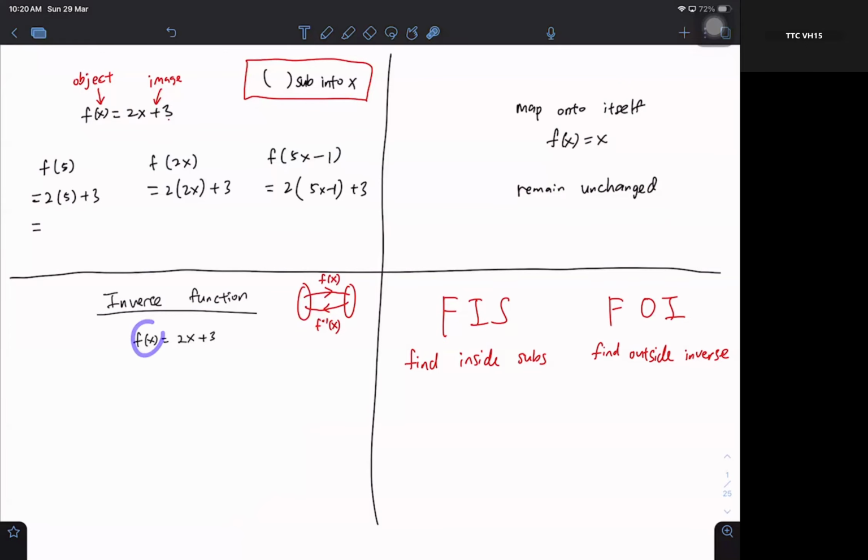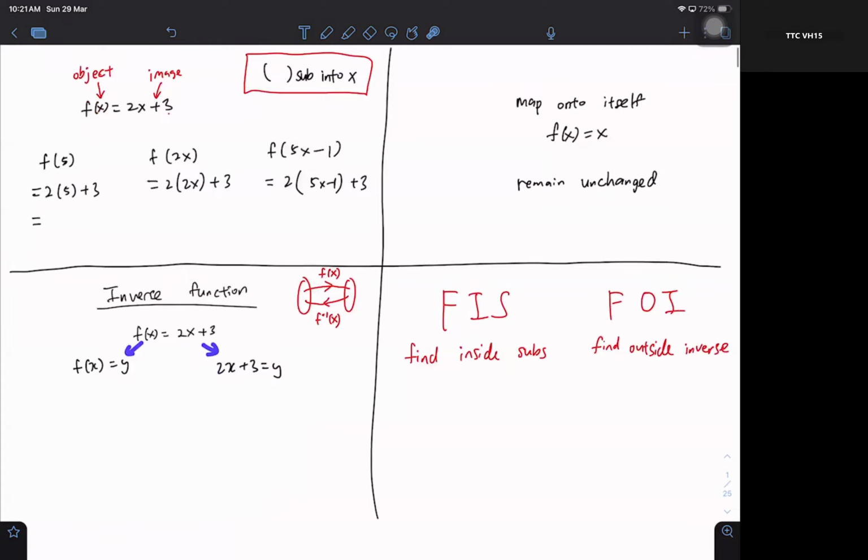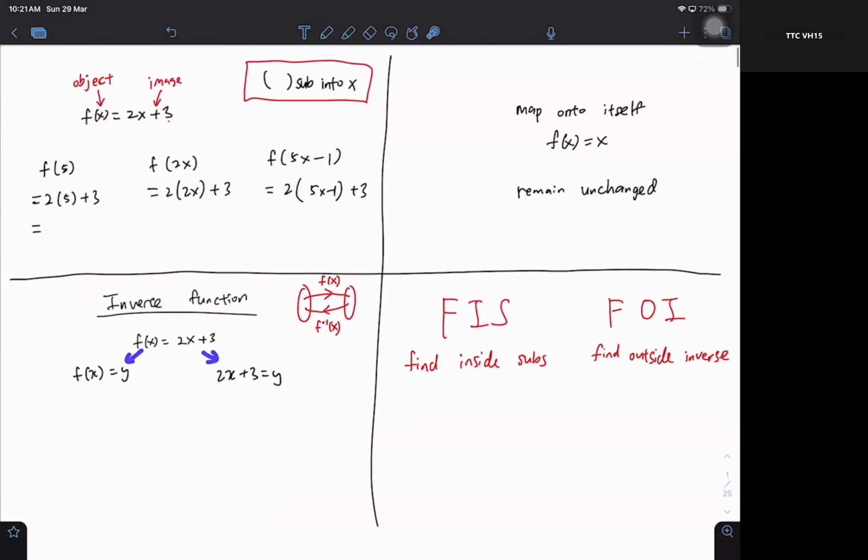You take the left-hand side and set it equal to y, and then you take the right-hand side also equals to y. You take both the left and the right, both equal to y at the same time, so that you don't forget. Then afterwards, this x and y you switch. When the x and y switch, it becomes f inverse.